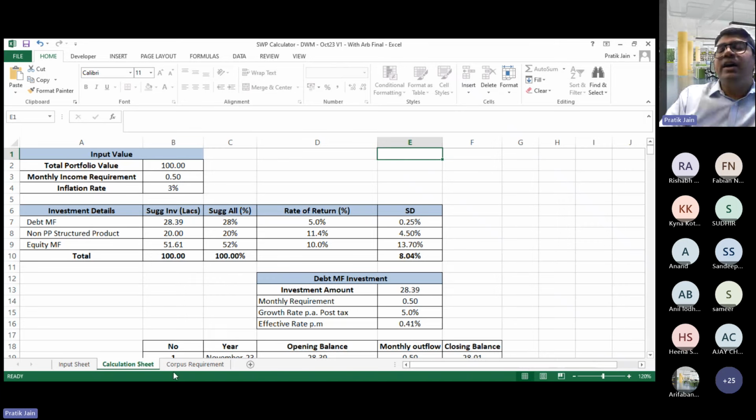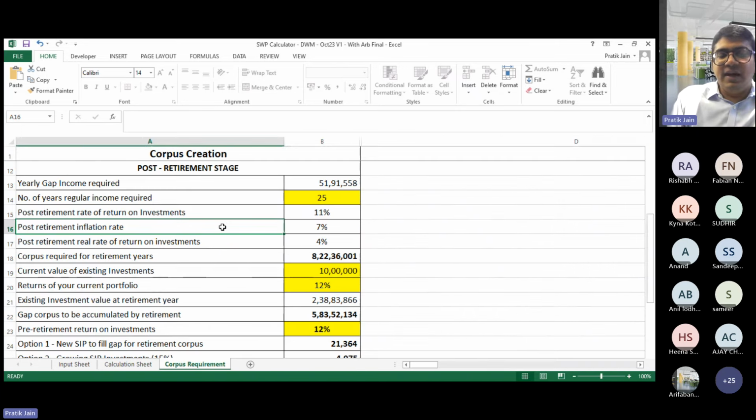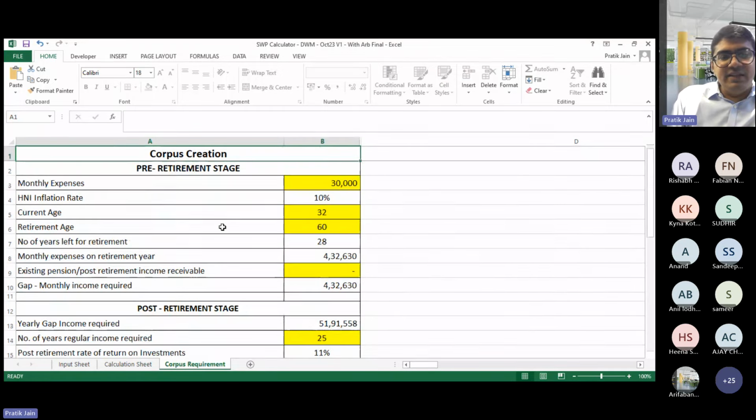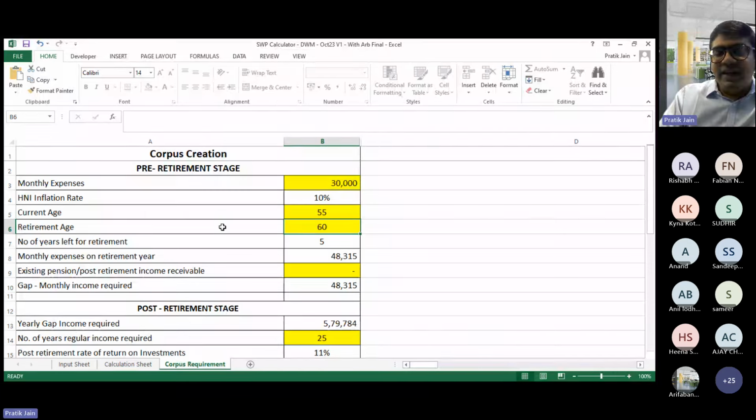If you also have clients who are closer to retirement, then this is another calculator which is there in the same sheet. You can actually do that pre-retirement stage and post-retirement stage. So let's say कि एक client है, उसका 30,000 का आज का expenses है, उसका inflation rate is 10%. His current age is say 55, right? 60 पे retire होना चाहता है. So number of years left for retirement is only 5. तो here also whatever is there in yellow you can change.